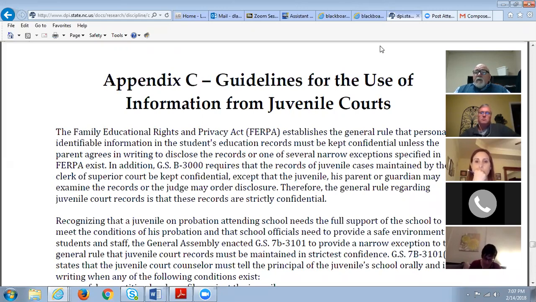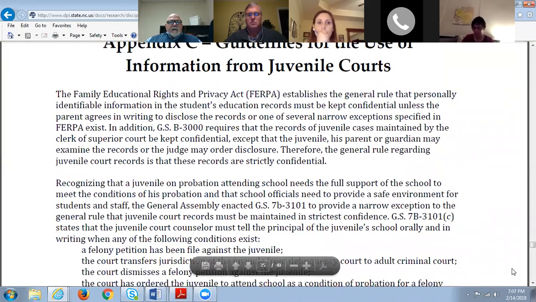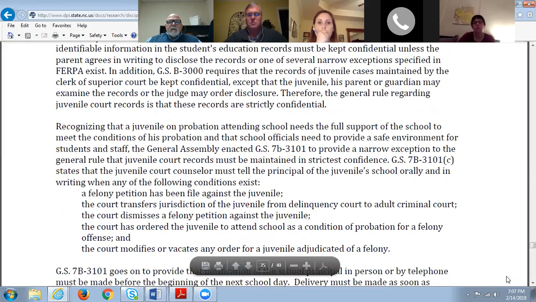It's in that reporting manual that's on this week's tab under week 5 Zoom. Appendix C, the Family Education Rights Privacy Act, FERPA, established a general rule that personally identifiable information must be kept confidential. Recognizing that a juvenile on probation attending school needs the full support of school to meet the conditions, the law says the General Assembly enacted a narrow exception to the rule, that court records must be maintained in strictest confidence.